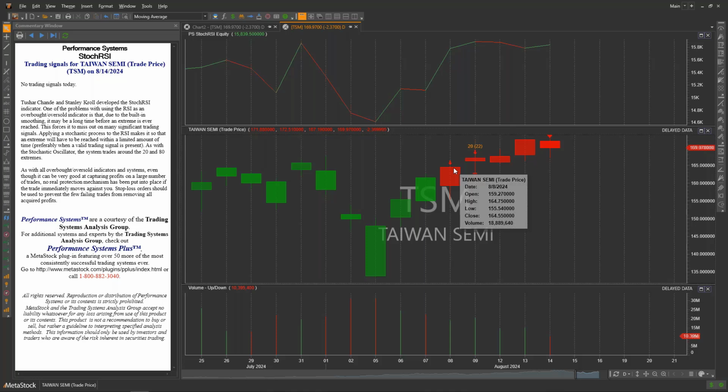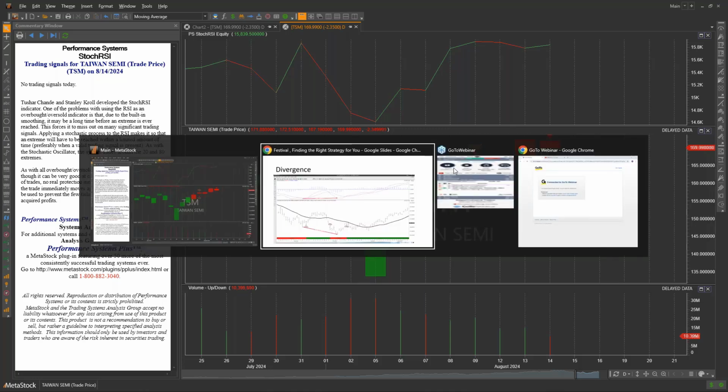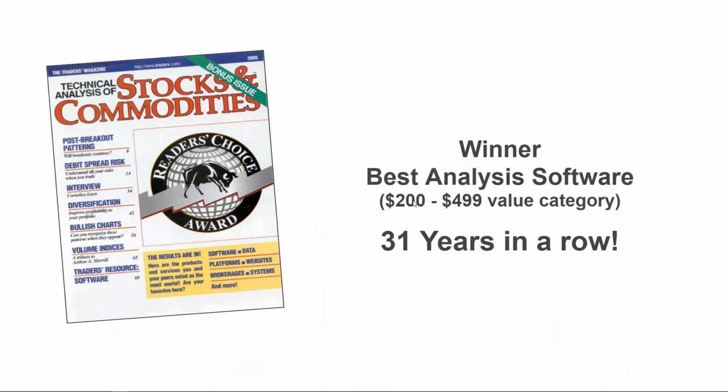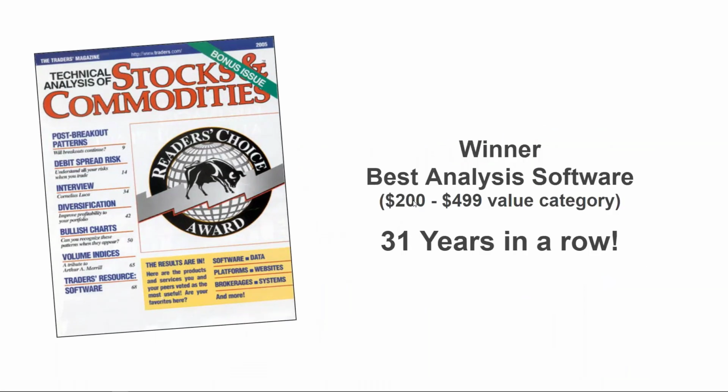I think it's tools like this, and we just briefly covered the surface, that have helped us win best software in our category for 31 years in a row.